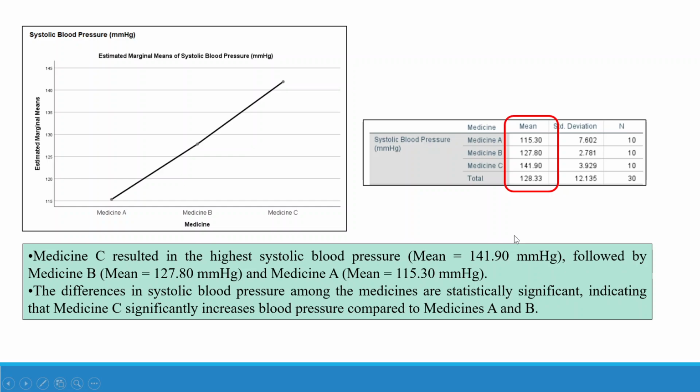You can see the mean systolic blood pressure of medicine C is higher than B and then A. Medicine C resulted in the highest systolic blood pressure. Mean is 141.90, followed by medicine B and medicine A. The difference in systolic blood pressure among the medicines is statistically significant, indicating that medicine C significantly increases the blood pressure compared to medicines A and B.